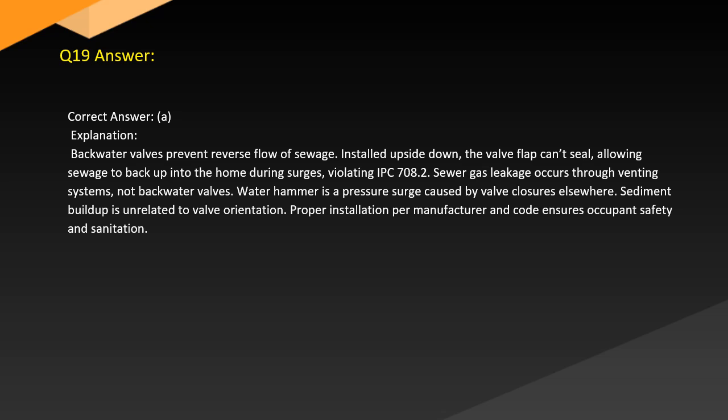Backwater valves prevent reverse flow of sewage. Installed upside down, the valve flap can't seal, allowing sewage to back up into the home during surges, violating IPC 708.2. Sewer gas leakage occurs through venting systems, not backwater valves. Water hammer is a pressure surge caused by valve closures elsewhere. Sediment buildup is unrelated to valve orientation. Proper installation per manufacturer and code ensures occupant safety and sanitation.